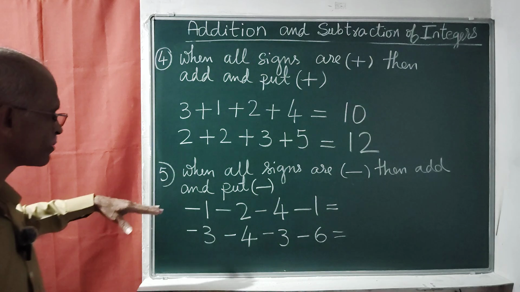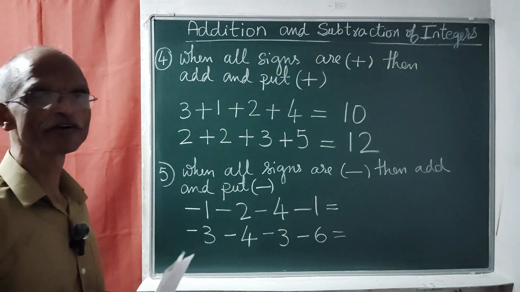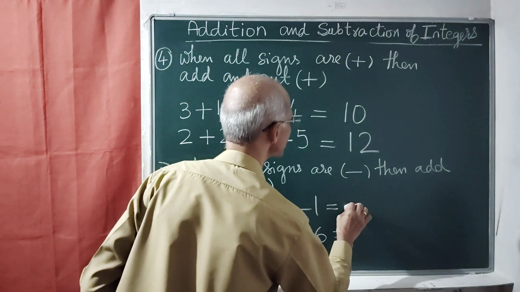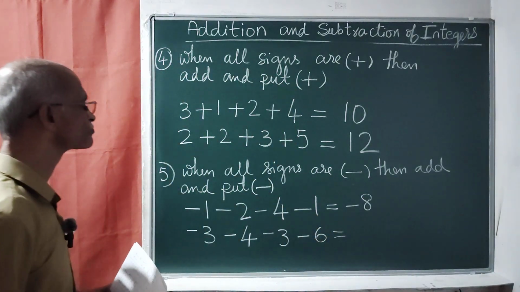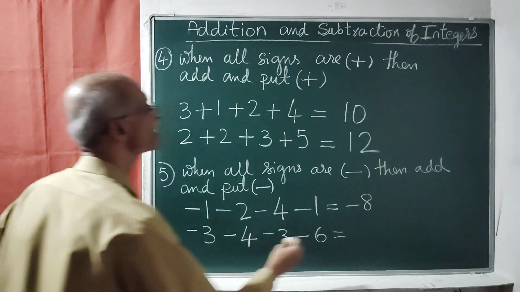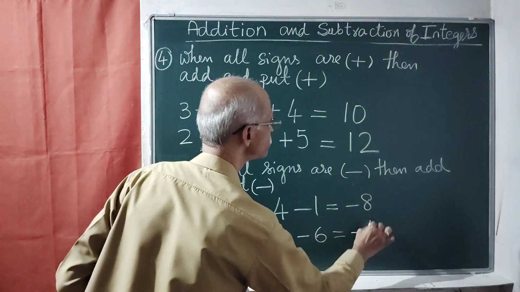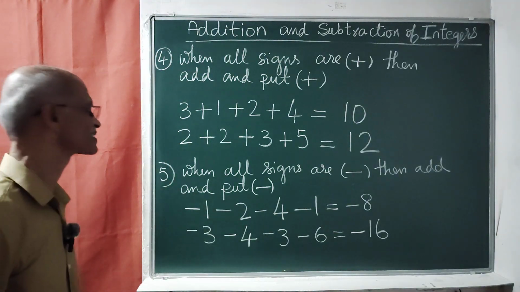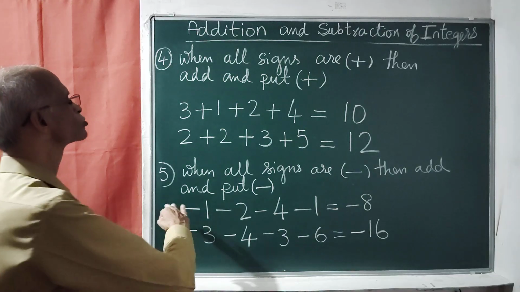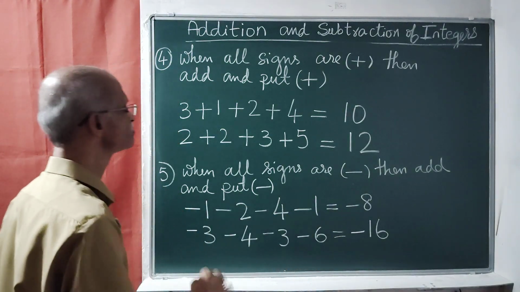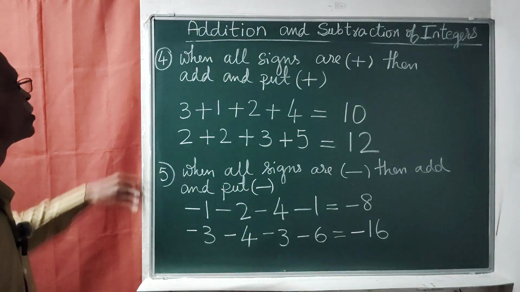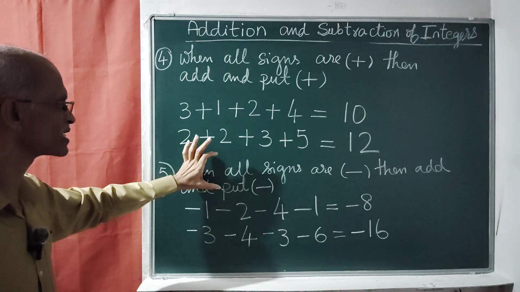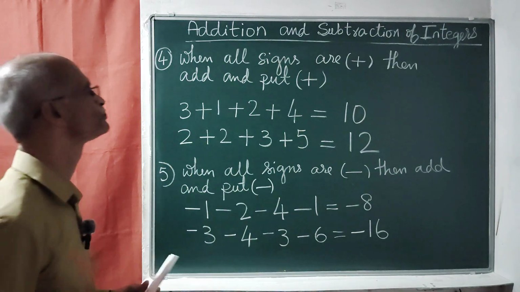See here, all the numbers are carrying a minus sign. What should we do? Add and put minus. I will get minus 8. You will get minus 16. In this case, when all signs are minus, then add the numbers and put minus. Okay? When all signs are pluses, add and put plus. When all signs are minuses, add and put minus.